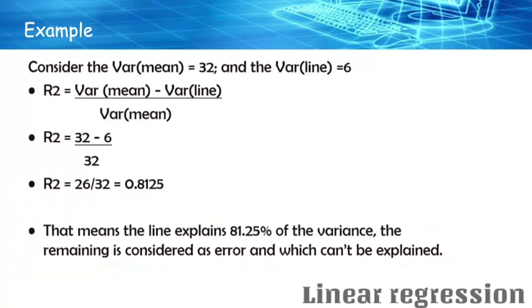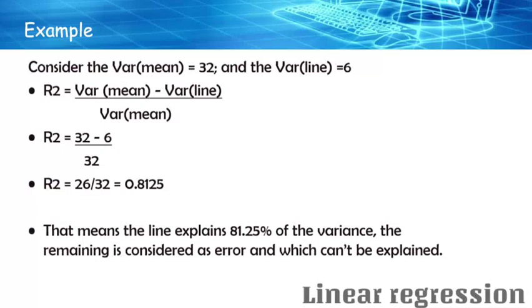From that time I've been saying variation, but the actual word is variance. The words are almost one and the same, but it's not variation of mean, it's variance of mean, and variance of line divided by variance of mean. So 81% of the variance.